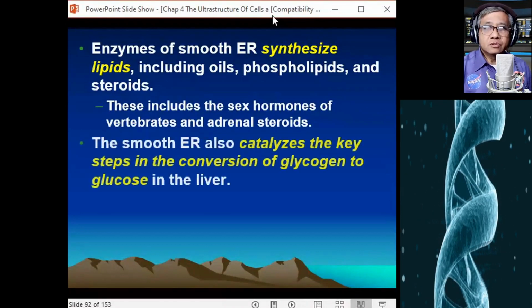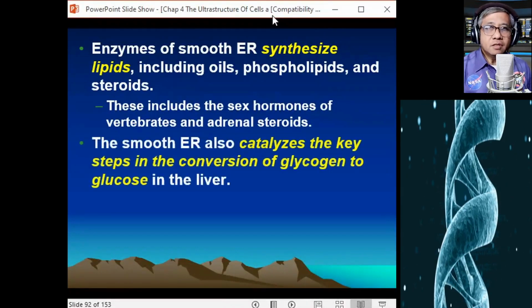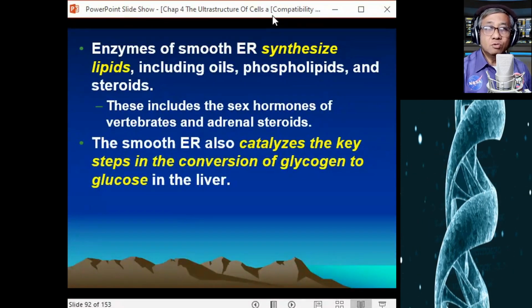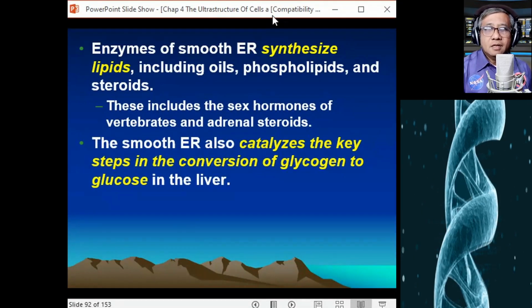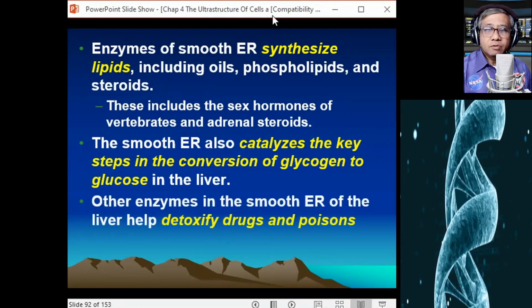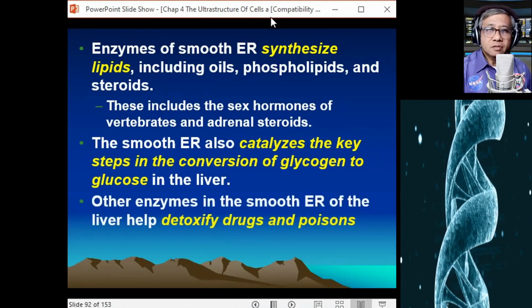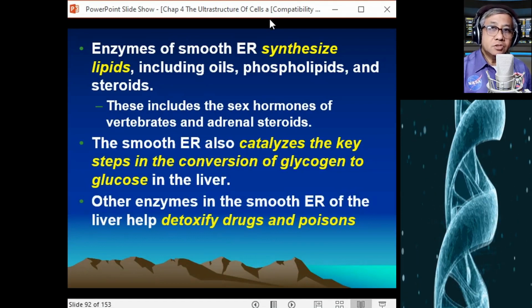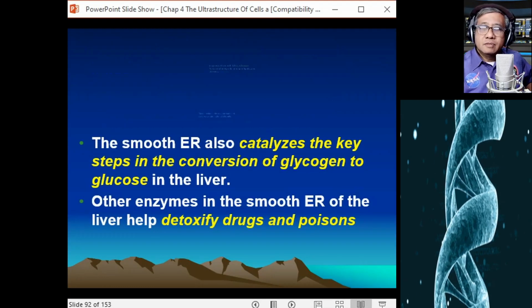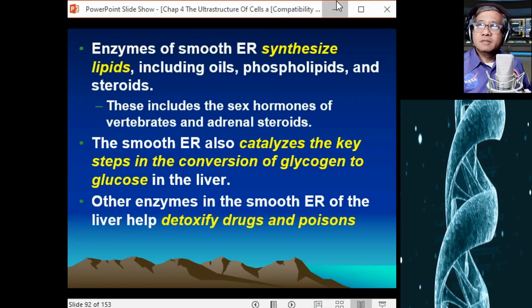The smooth ER is also involved in the catalysis steps in the conversion of glycogen to glucose. And the smooth ER is also involved in the detoxification of drugs and poisons, which also occurs in the liver. Alright, so that's the smooth ER.